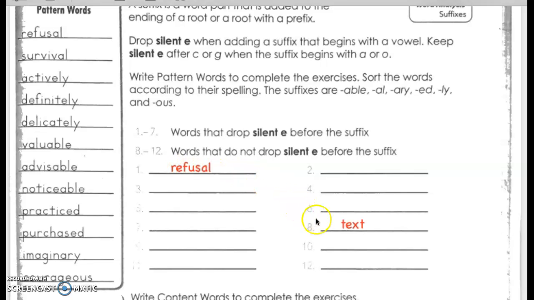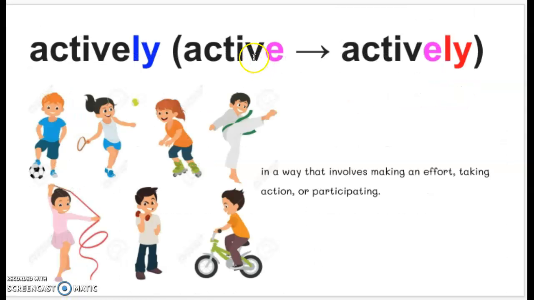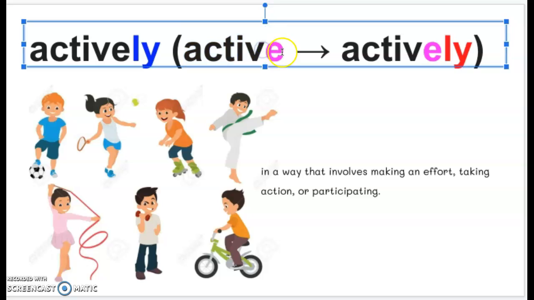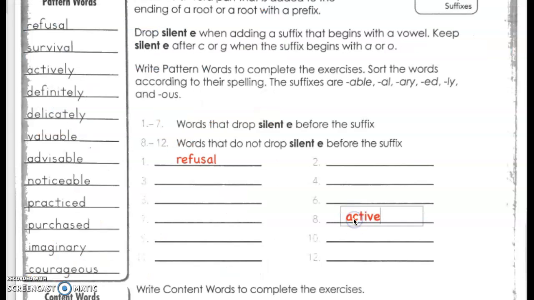On the other hand, words that do not drop silent E. If you look here, you can kind of see, for example, actively, you see an E here before the suffix, the suffix being ly. Actively comes from the word active, and it keeps the E here. It does not drop it. That's why actively is in the second group. Go ahead and try your best for the rest of these, and we'll go over the answers together.